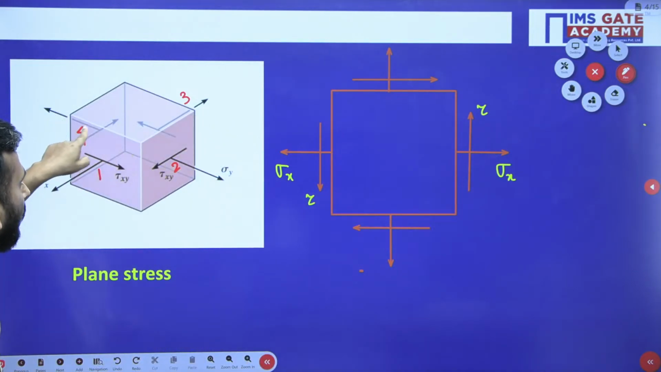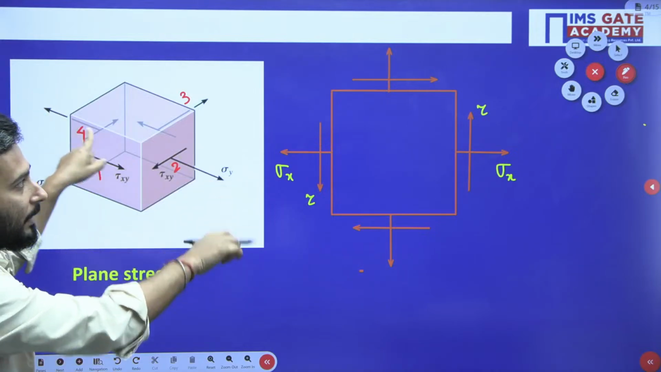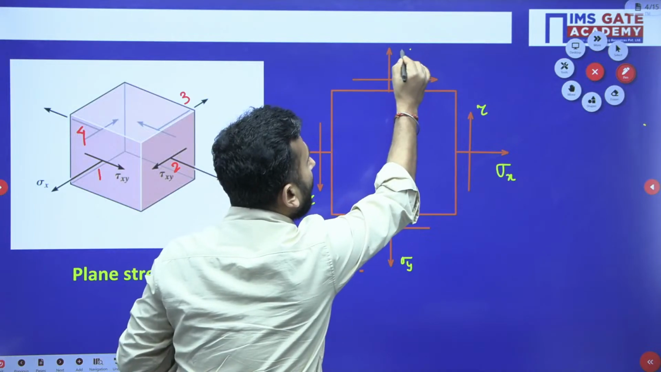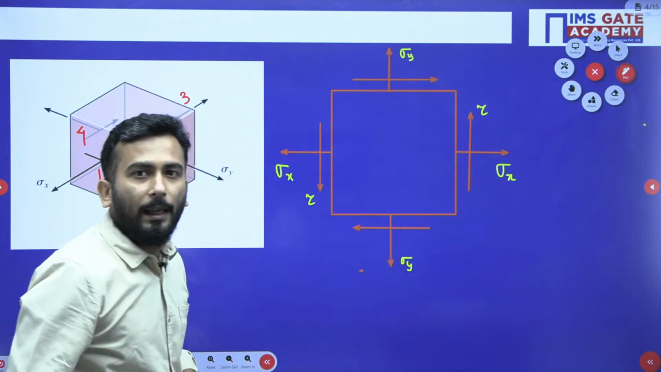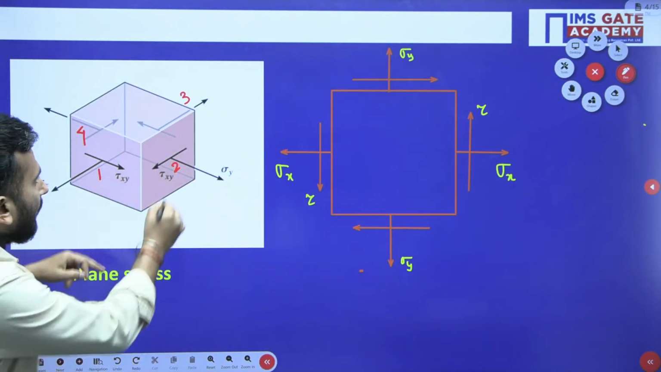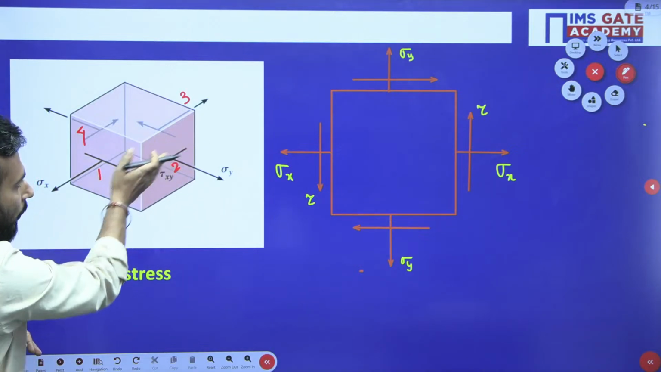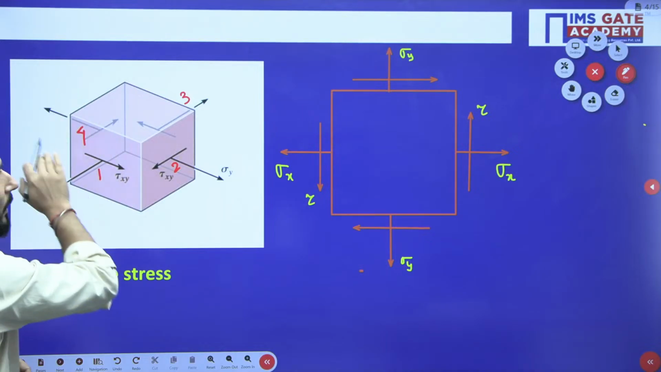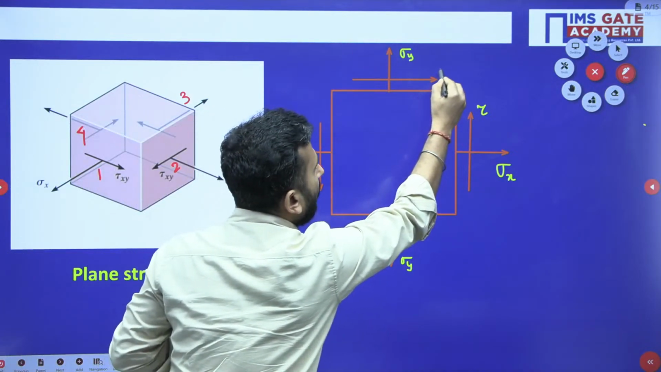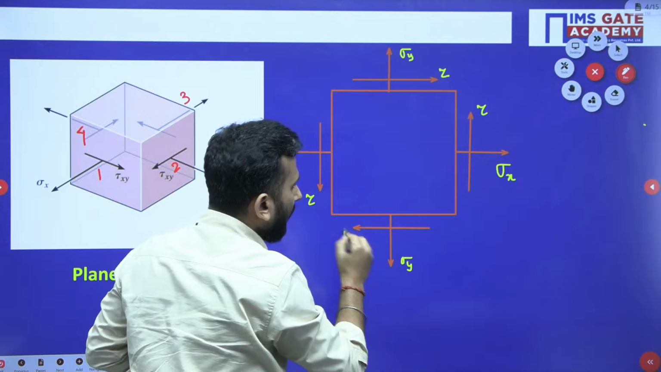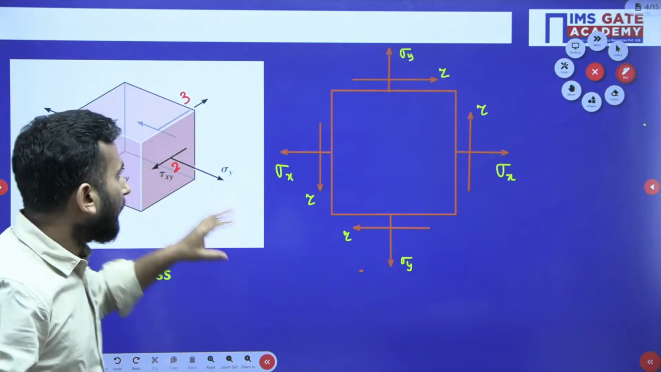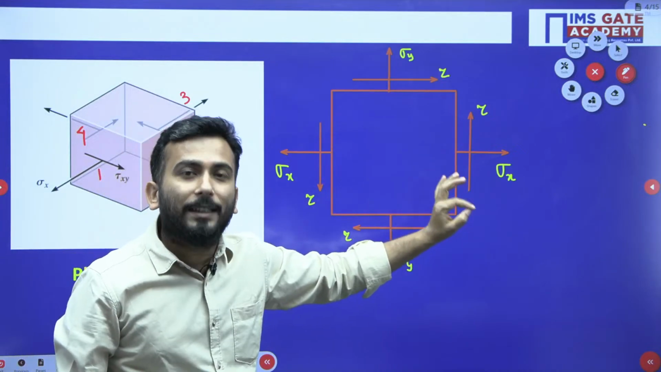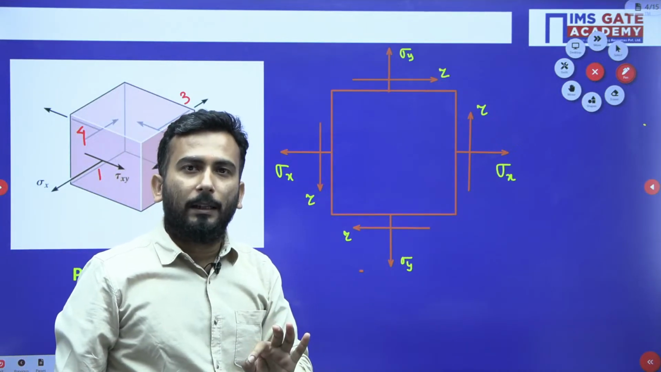Again 2 and 4, you can see two stresses. This is your sigma y and this is your sigma y. And along with sigma y there is again one shear stress on this face, one on face 2, and one shear stress on face 4. So this is your tau over here and this is your tau over here. Whatever stresses are shown over here are very conveniently shown in this 2D diagram.